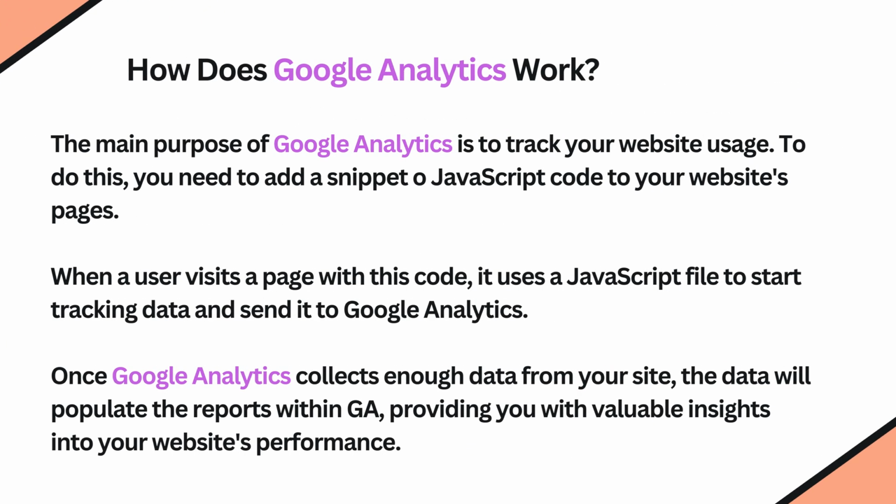How does Google Analytics work? The main purpose of Google Analytics is to track your website usage. To do this, you need to add a snippet of JavaScript code to your website's pages. When a user visits a page with this code, it uses a JavaScript file to start tracking data and send it to Google Analytics. Once Google Analytics collects enough data from your site, the data will populate the reports within Google Analytics, providing you with valuable insights into your website's performance.